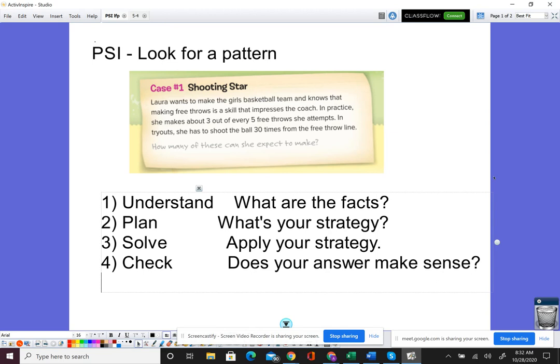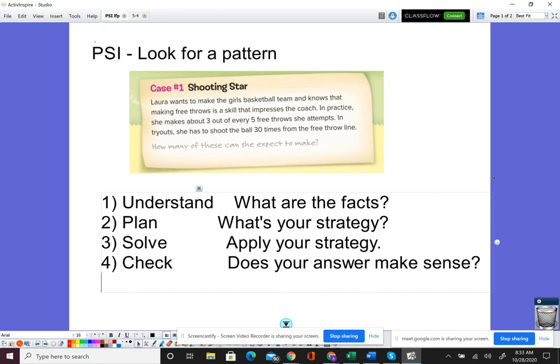Laura wants to make the girls' basketball team and knows that making free throws is a skill that impresses the coach. In practice, she makes 3 out of every 5 free throws she attempts. In tryouts, she has to shoot the ball 30 times from the free throw line. How many of these can she expect to make?